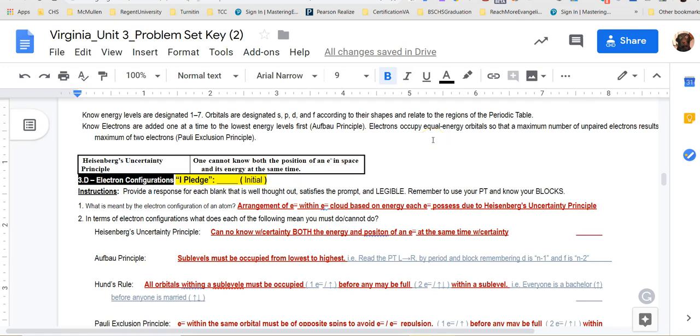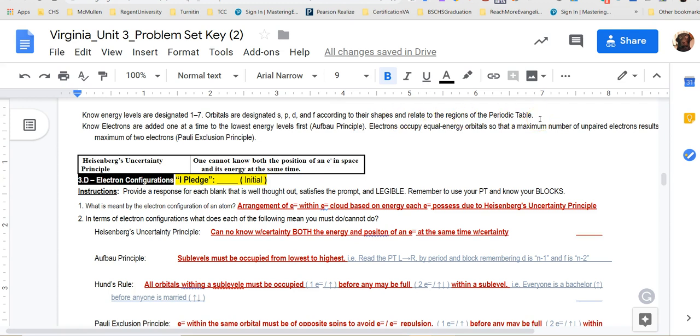In this video that's part of Unit 3, we're going to take a look at the section of electron configurations and start to understand the theory behind predicting the shape and arrangement of energy levels with electrons in them. So our objectives here are to know energy levels 1 through 7, and that orbitals are designated S, P, D, and F according to their shapes and the regions of the periodic table.